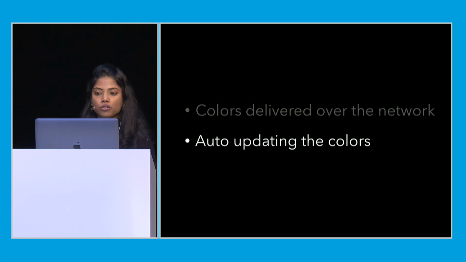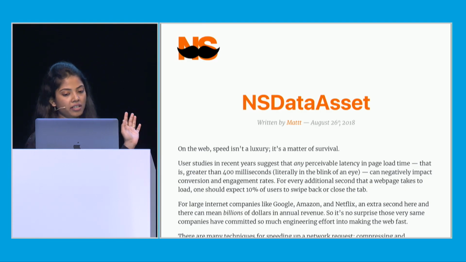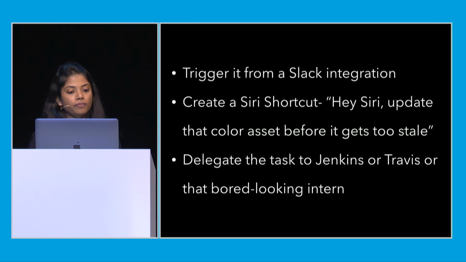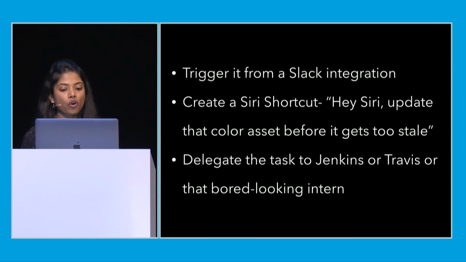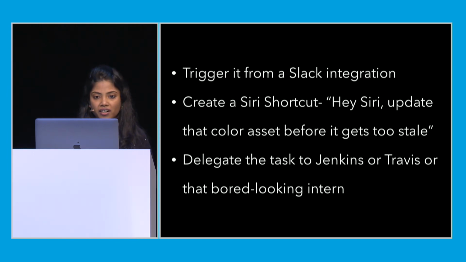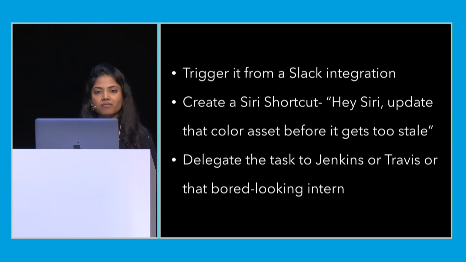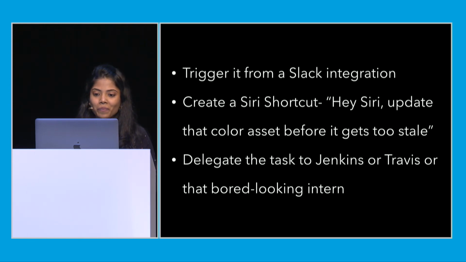Okay, let's talk about auto-updating colors. So Matt from NSHipster has an excellent article about dataset synchronization techniques that you can adopt as part of your release process. In case of colors, you can fetch the color data in the form of JSON and trigger the synchronization from a Slack integration, or maybe create a CD shortcut to do that, or delegate the task to Jenkins or Travis or that bored-looking intern.